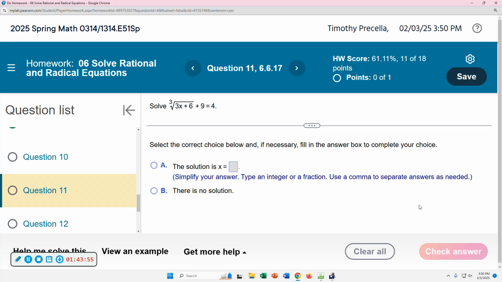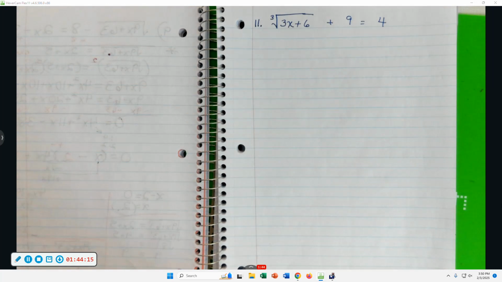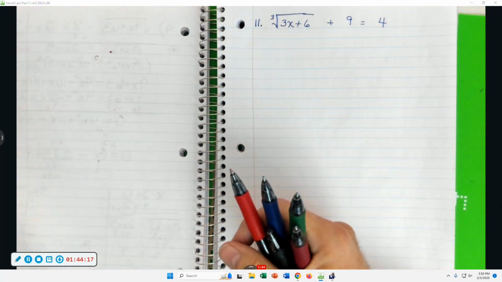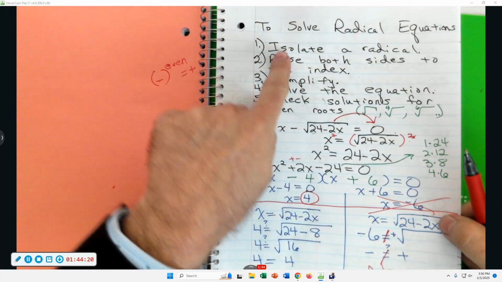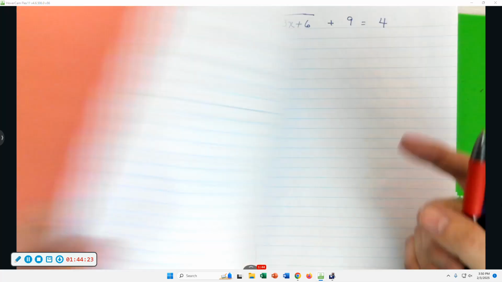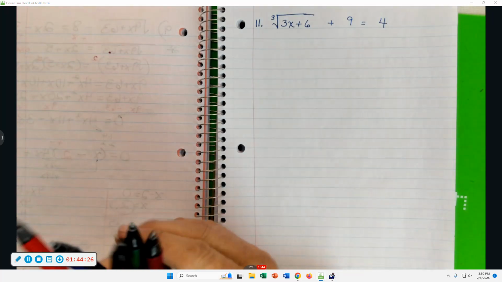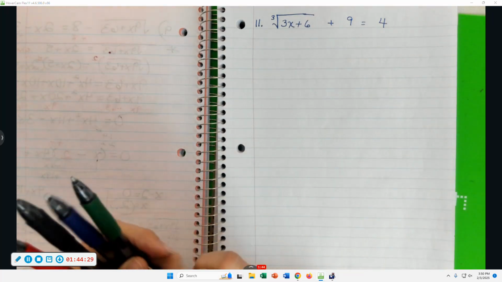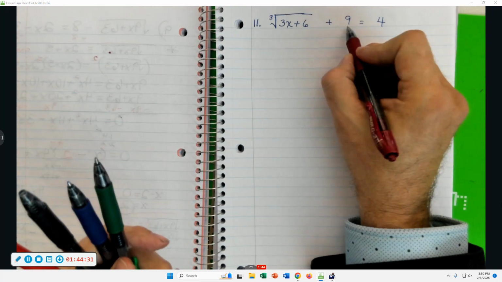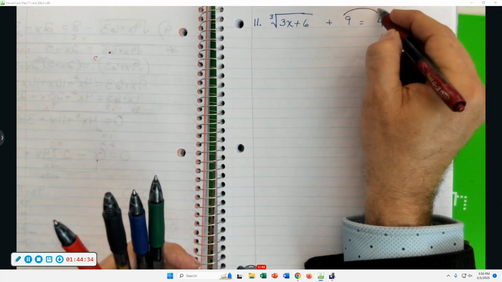There's only one correct first step on this one. The cube root of 3x plus 6, plus 9 equals 4. You got it written down correctly. What are we going to have to do first? We need to read the steps. Isolate the radical. There's only one radical, so that's the one we're going to isolate. Only one correct step. What is it? Minus 9. I agree. Let's subtract 9 from both sides.